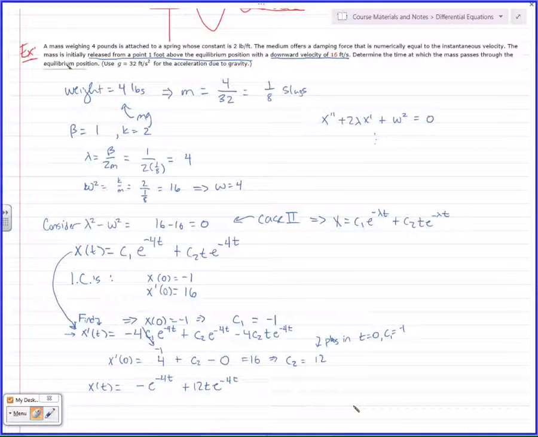So how would we determine the time at which the mass passes through the equilibrium? That's the question that the problem is asking first. So we set it equal to 0? Set it equal to 0. In this case, they both have an e to the minus 4t in common, so that's how you're going to solve that, by factoring. So set x of t equal to 0.